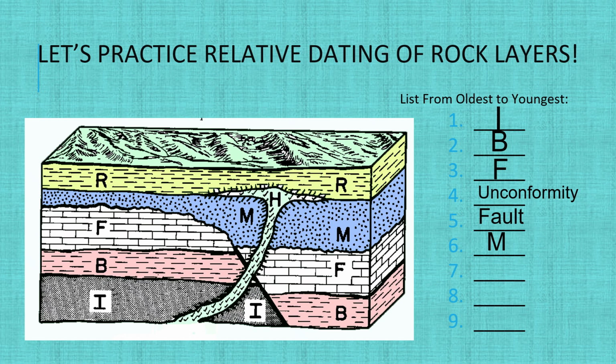Now, we're looking between H and R next, right? See how H has contact metamorphism all around it? That tells us that R was there before H. So H is our intrusion. And then up at the top of layer R, that is at the surface, so we have ongoing erosion.